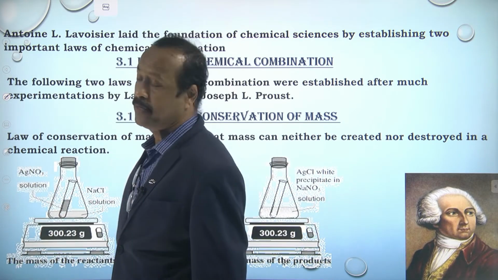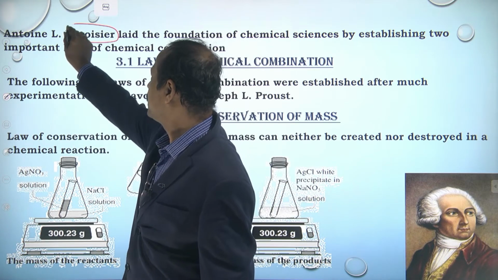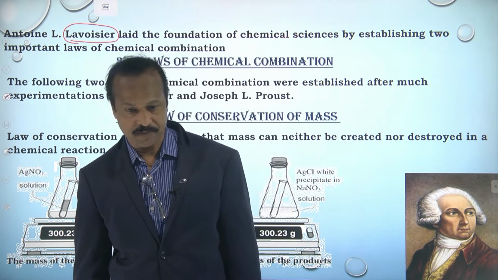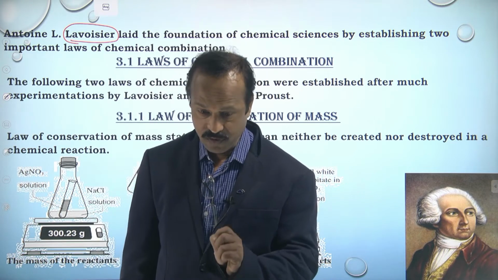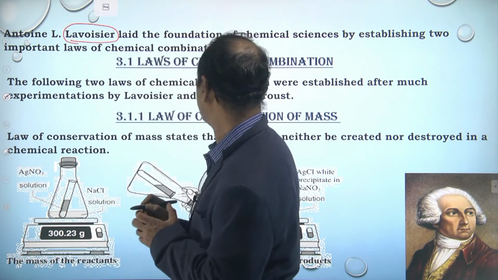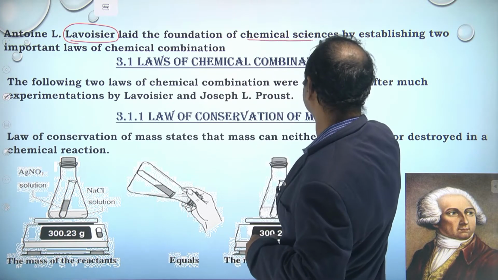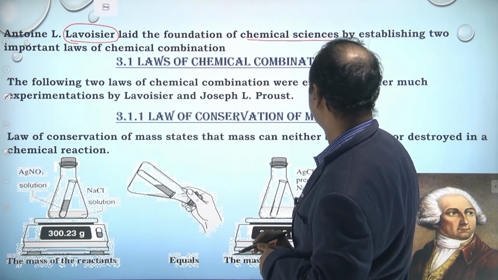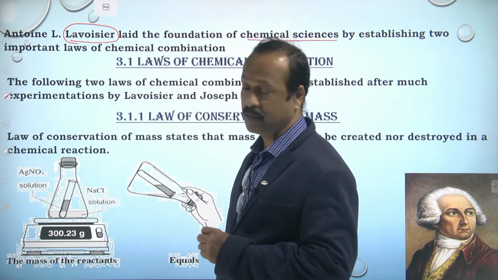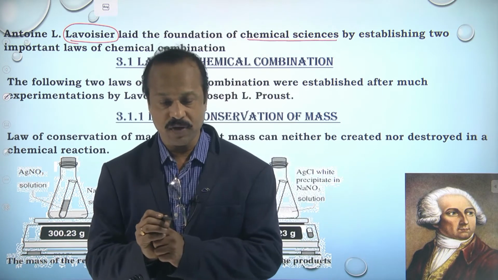So here, Antoine Lavoisier, see, this name is very important. He is considered as the father of chemistry. So he laid the foundation for chemical sciences, and he proposed two laws, called laws of chemical combination.